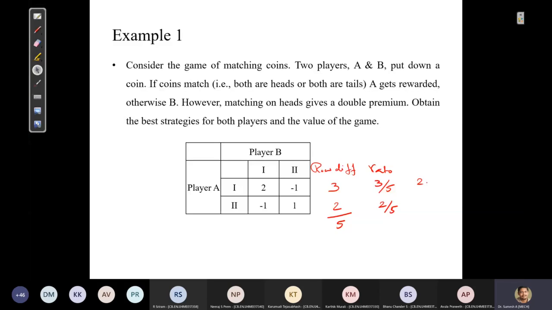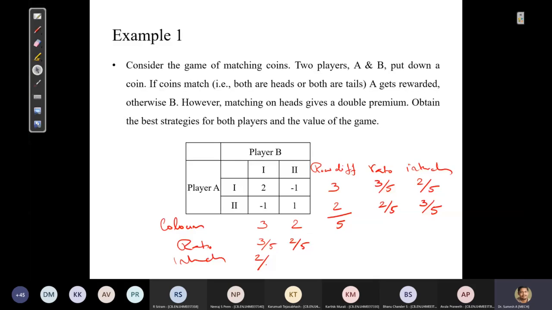Now get me the column difference. What is the column difference? It is 3 and 2, sir. Again it is 3 and 2, so that is again 5. So it is 3 by 5 here and 2 by 5, and on interchanging the ratio, it will be 2 by 5 and 3 by 5.